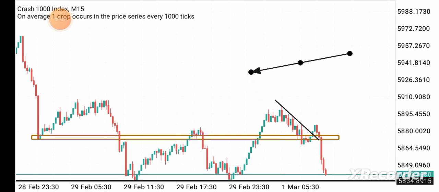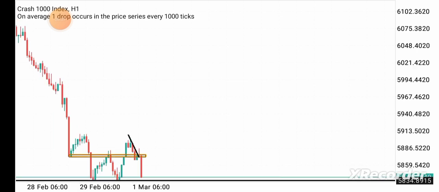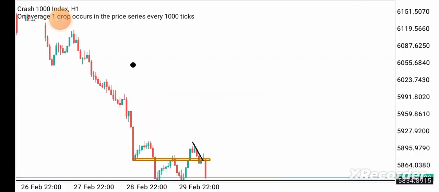Let's go to the 1 hourly time frame. If you go to the 1 hourly time frame, you really see this as a kind of an inverse head and shoulders pattern that was supposed to be formed. You can see it looks like a complete head and shoulders pattern that was supposed to be formed, but unfortunately it did not happen. You see, it did not happen.